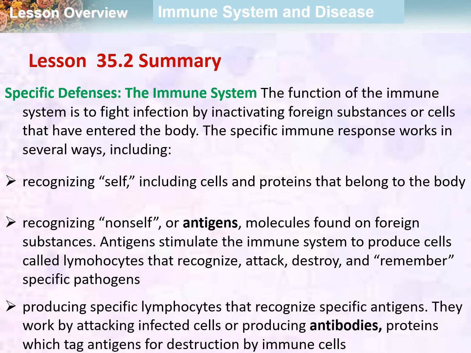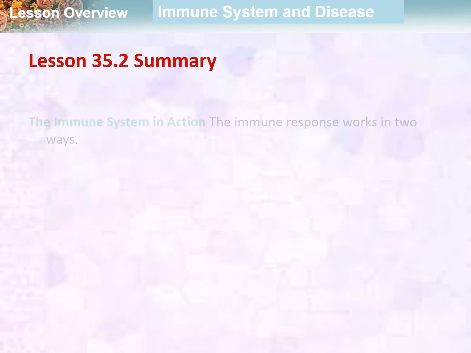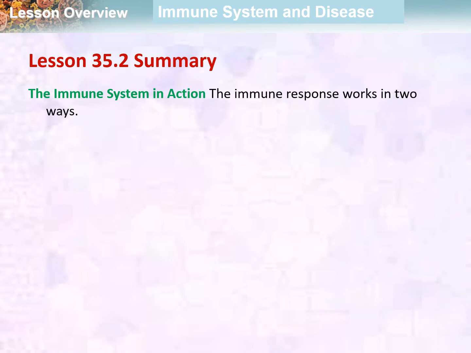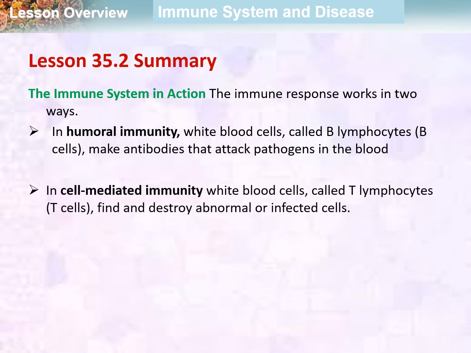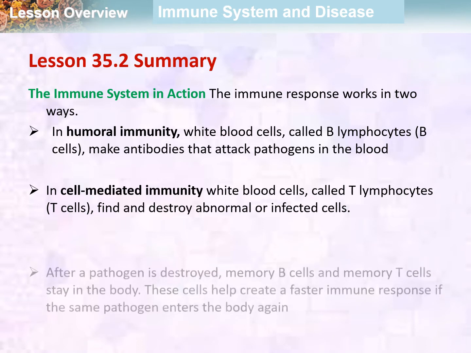Producing specific lymphocytes that recognize specific antigens, they work by attacking infected cells or producing antibodies, proteins which tag antigens for destruction by immune cells. The immune response works in two ways. In humoral immunity, the white blood cells called B lymphocytes or B cells make antibodies that attack pathogens in the blood. In cell-mediated immunity, white blood cells called T lymphocytes or T cells find and destroy abnormal or infected cells.